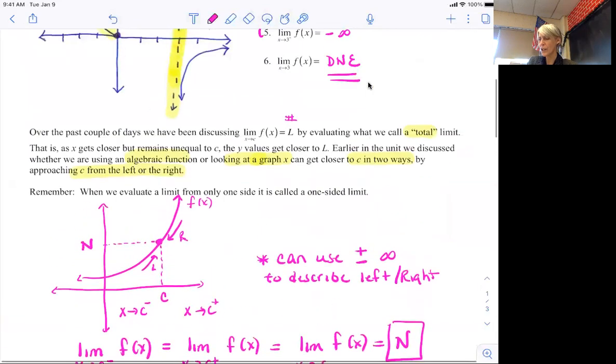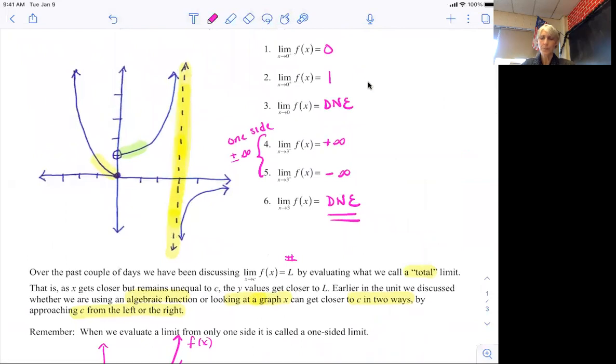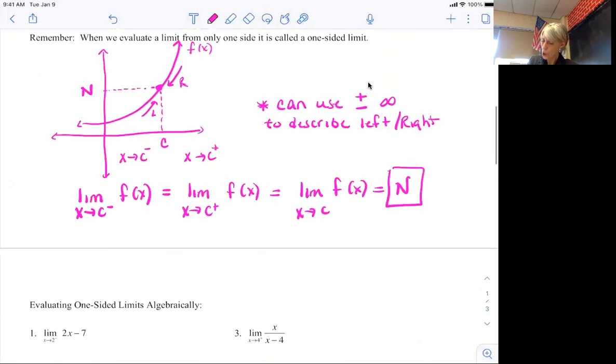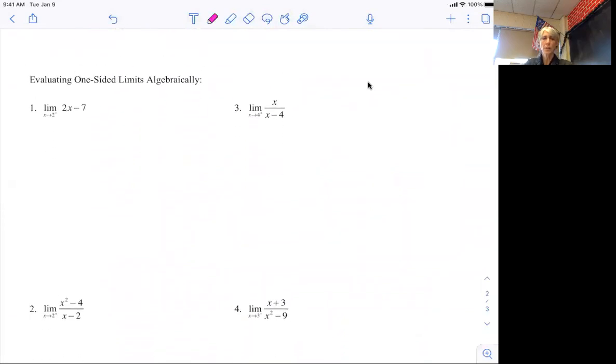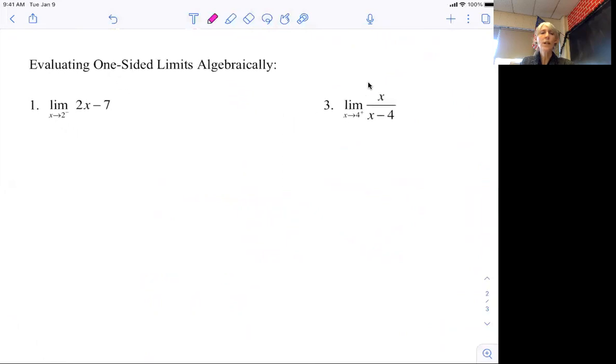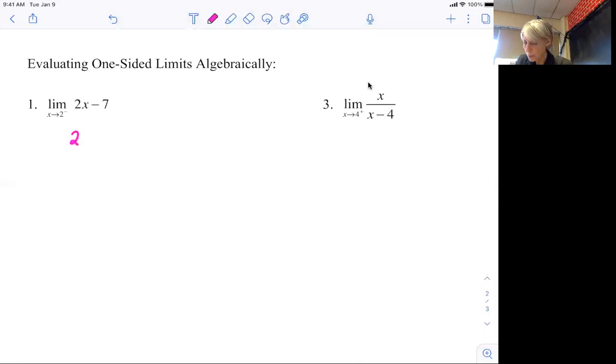When we're looking at the graph of a function, it's pretty easy to do. When we're dealing with algebraic expressions, sometimes students struggle. So let's move slowly through these examples. Whenever we evaluate a limit, it doesn't matter what we're being asked to do, always start by plugging in a number. Don't worry about the positive or negative until you're in the problem. So the limit as x approaches 2 from the left. Always start by just plugging in. 2 times 2 minus 7.